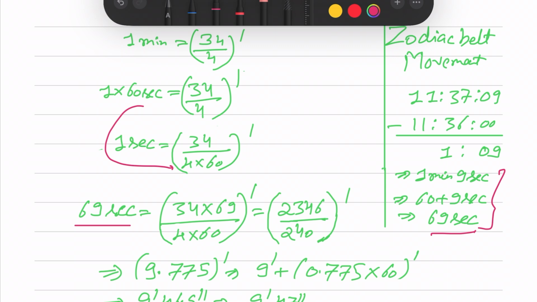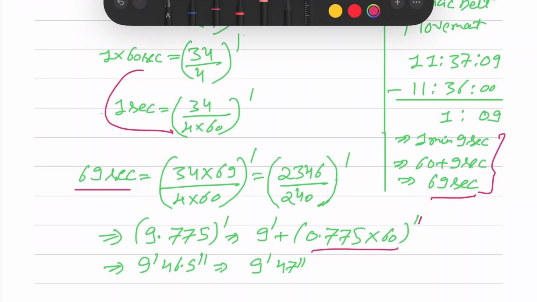We take the value after the point and convert it into the lower unit by multiplying it by 60. So we get 9 arc minute and 46.5 arc second. So I've rounded it off. You can round it off to either 46 or 47 since it is a mid place. So I rounded it to 9 arc minute and 47 arc second.